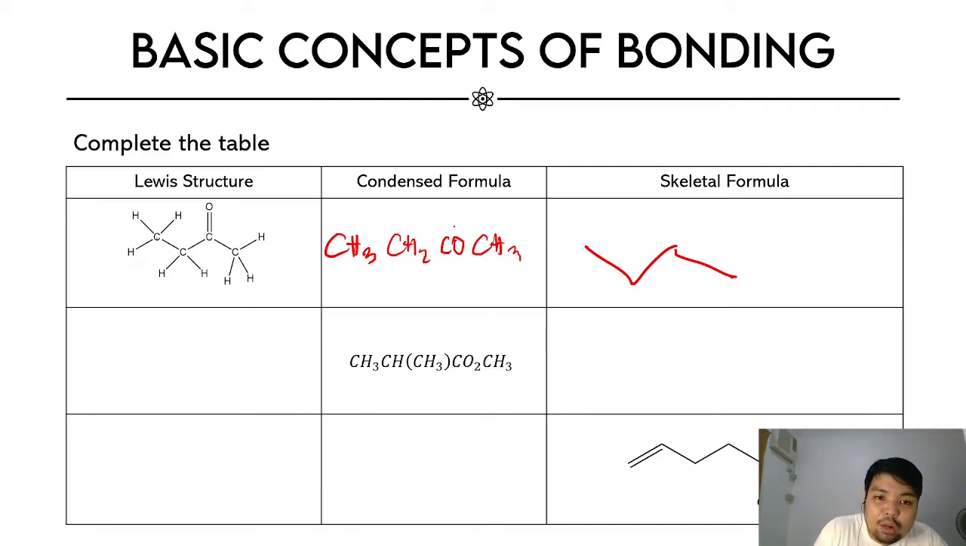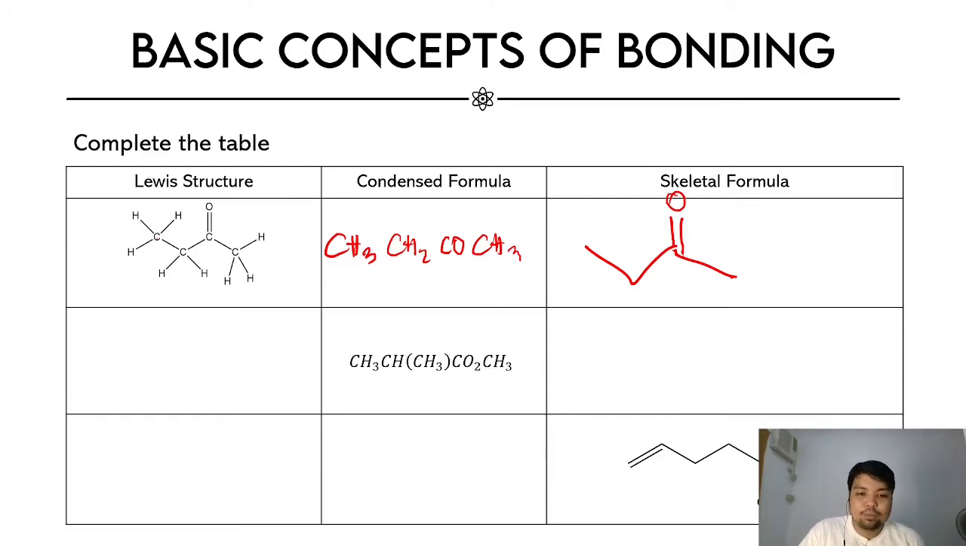However, the 3rd carbon atom from the left forms a double bond with an oxygen atom, so we have to indicate that in our skeletal formula. So we draw a double bond at this vertex, and we write the oxygen atom above the double line. So this part represents the C=O double bond shown in the Lewis structure and in the condensed formula.